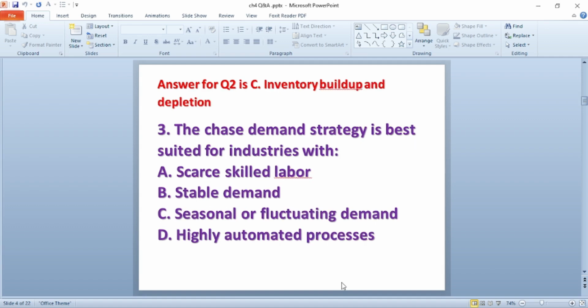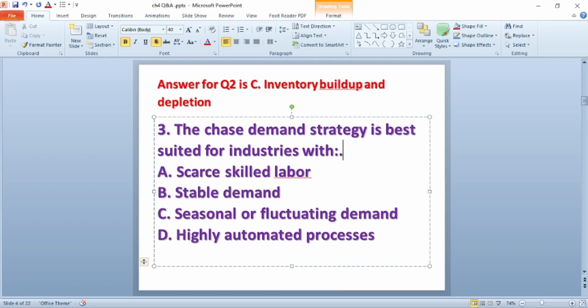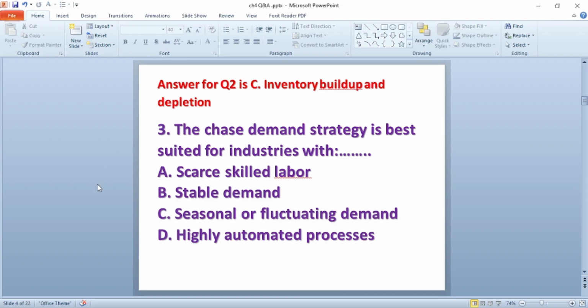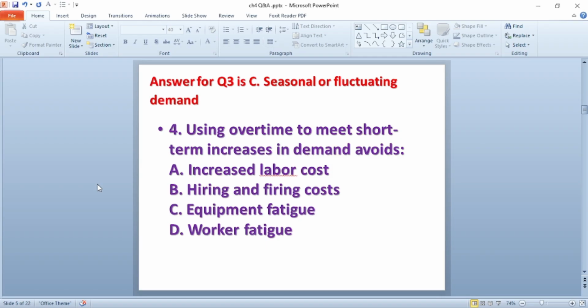Question number 3. The chase demand strategy is best suited for industries with dash. A. Scarce skilled labor. B. Stable demand. C. Seasonal or fluctuating demand. D. Highly automated process. The answer for this question is C, seasonal or fluctuating demand.